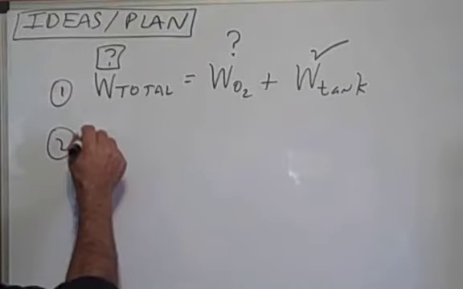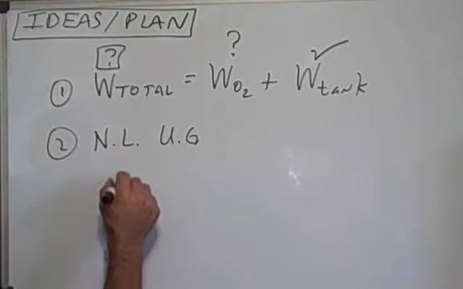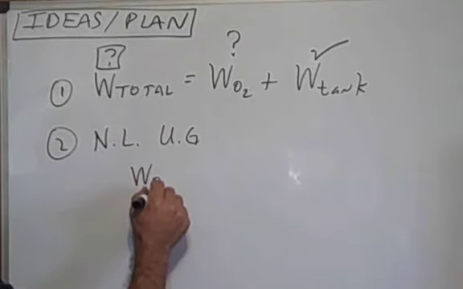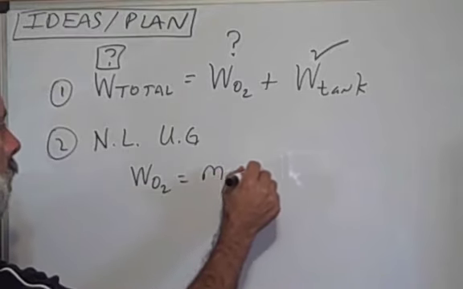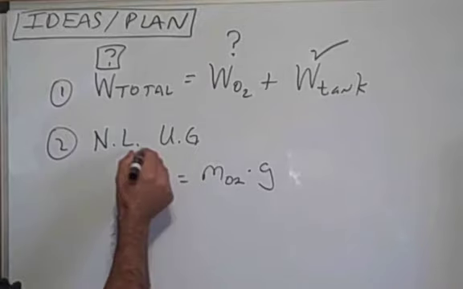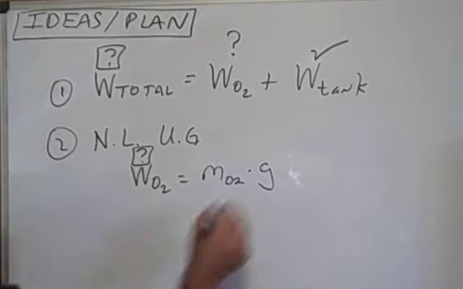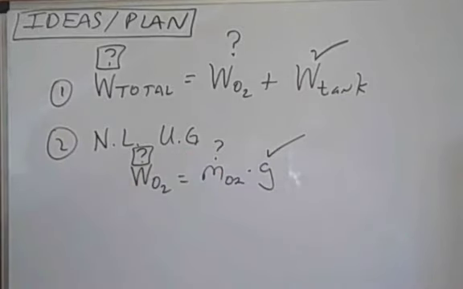So let's use Newton's law of universal gravitation, and the weight of the oxygen will equal the mass of the oxygen times the gravitational constant g. There's our goal. We know that. Now if we can find the mass of the oxygen, we are done with the problem.